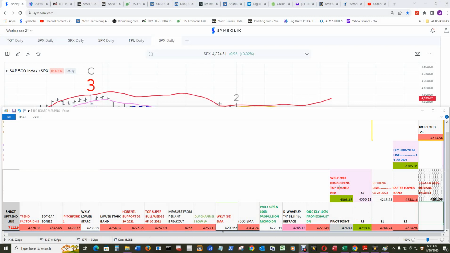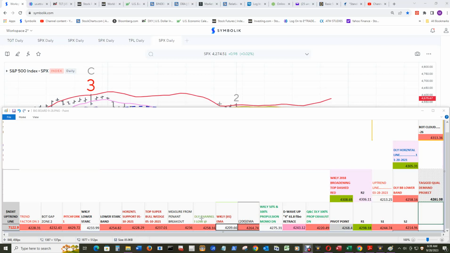There's that weekly 2018 broadening top in dashed red that we looked at the other day. And R2 is right there, daily horizontal line here. And then to the downside is this daily Bollinger Band lower band, S2, S1, the daily qualified and confirmed 100% propulsion exhaustion down, where if that gets tagged, there could be a high probability of more downside.